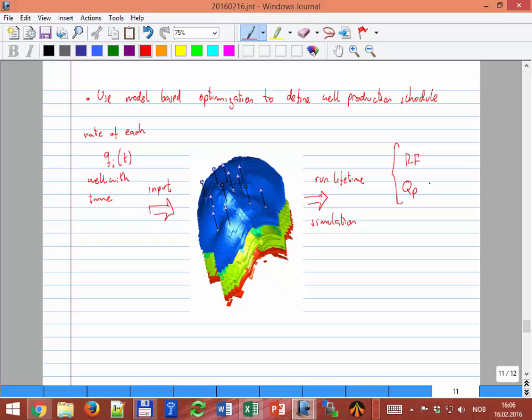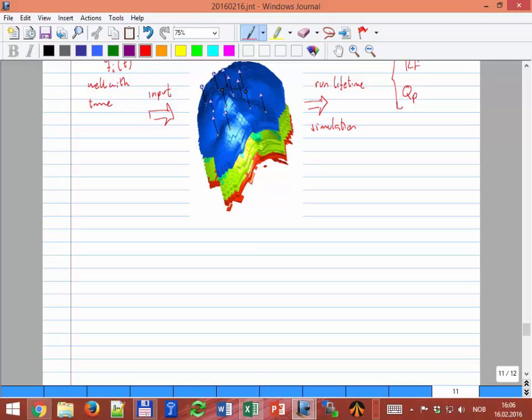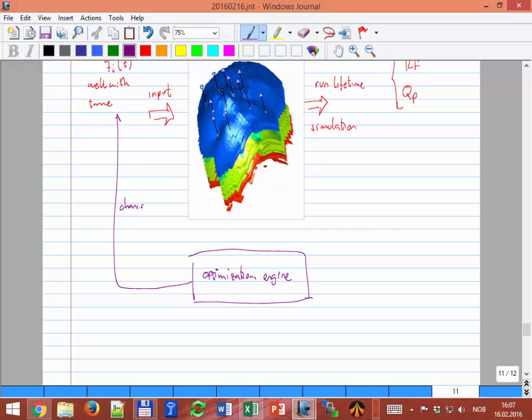So then on top of that, I put an optimizer. I put here an optimization engine, just like the solver in our Excel, but it has to be a bit more sophisticated. We put it here, and then we say please change this input, the rate, or the profile, or how much I am splitting or giving to each well, to maximize recovery factor and cumulative production.